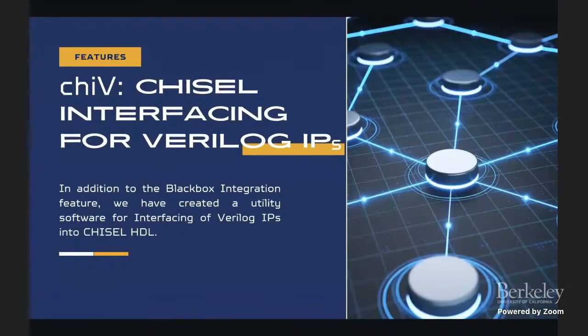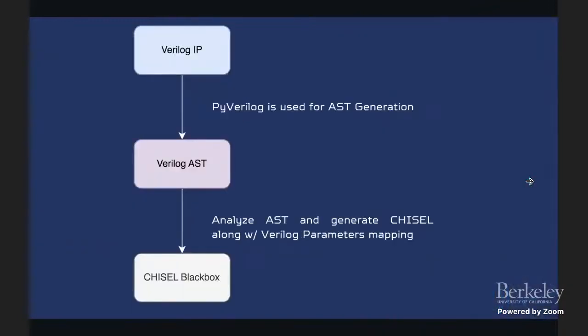So we have created a software utility named chiV. It is a CHISEL interface for Verilog IPs. Basically, it converts our Verilog intellectual properties into a Verilog abstract syntax tree, which is further analyzed and used for creating modules for the CHISEL black box. If we have a module implementation of GPIO, it will be converted into the Verilog abstract syntax tree, and further analyzed to create a CHISEL black box of the top module of GPIO, and then it will be attached into Chipyard or ChipShop.